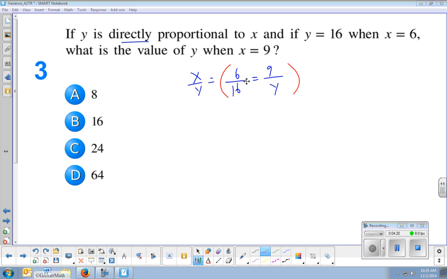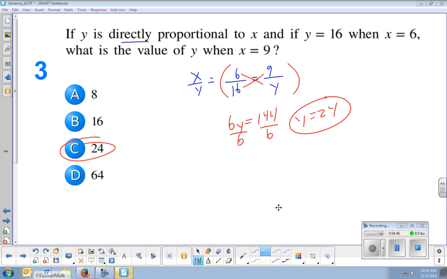So the cross product here, you could cross product 6 times y and you get 6y. The cross product of 9 times 16 is 144. And then to solve for y, we are going to divide by 6. And so 144 divided by 6 is 24. If you have a calculator on hand for this topic, it'll make your algebra a little bit easier.